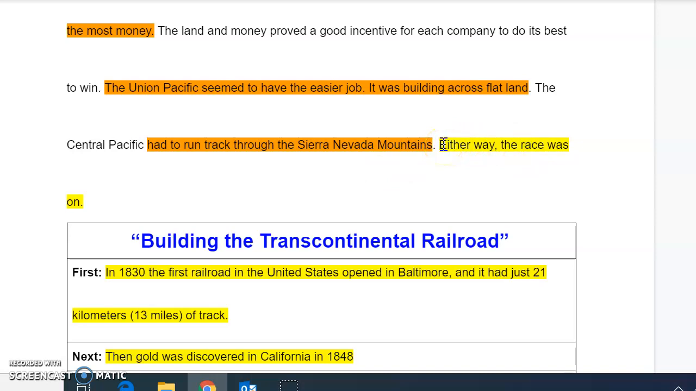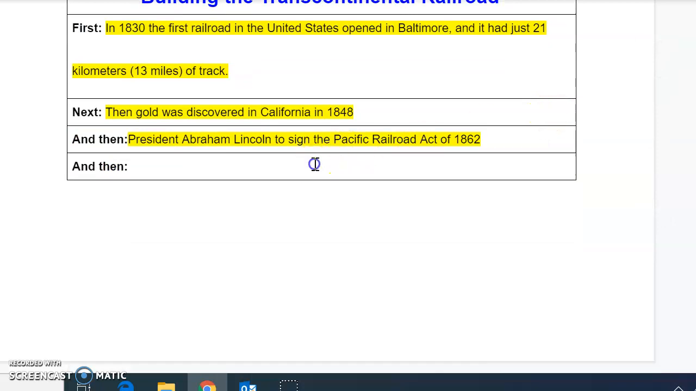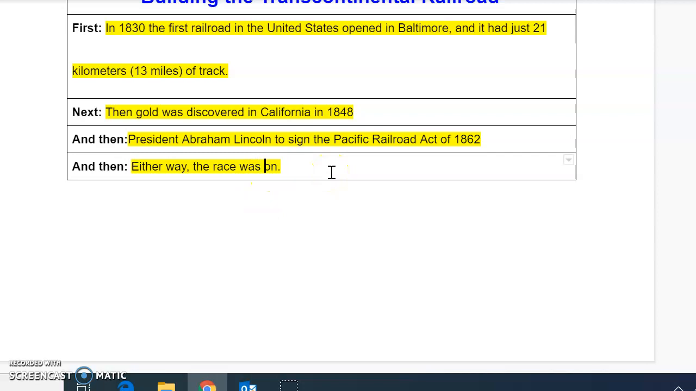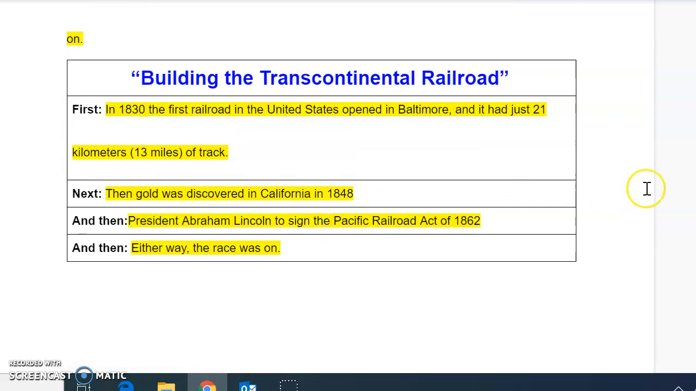So this last yellow sentence was another key detail, because now they've been offered an incentive, they've been given a task, and it has begun. So when we read from here into the next paragraphs, we're going to find out what happened. What happened when that race began? Who got there first? Were there troubles along the way?